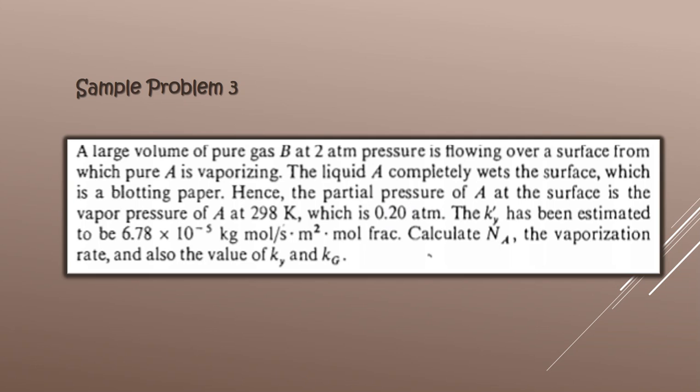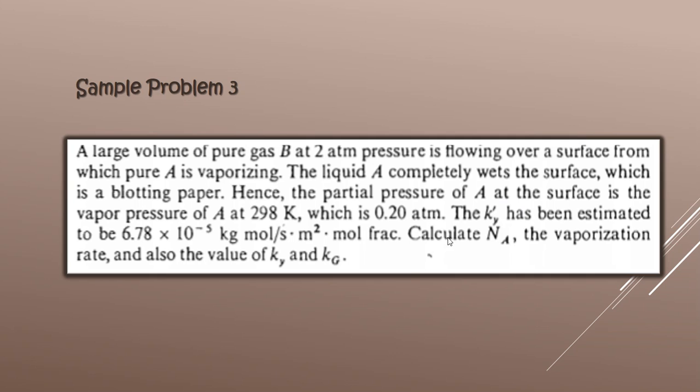Now, the K sub Y prime has been estimated to be 6.78 times 10 raised to negative 5 kilomole per second per meter squared per mole fraction. So notice that this is in per mole fraction. But if you substitute this set of units into a formula later on, this per mole fraction will not work against the final set of units provided in the problem. So we will just take out the per mole fraction, and we will just have 6.78 times 10 raised to negative 5 kilomole per second per meter squared. Now, the per mole fraction will only appear in the K sub Y without the prime, the same thing with the K sub X without the prime.